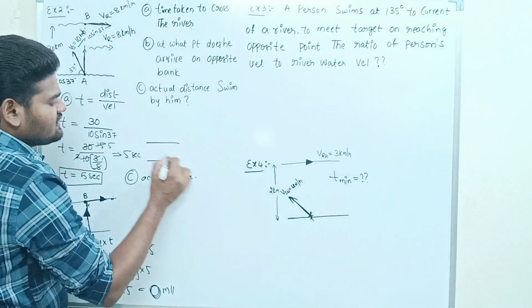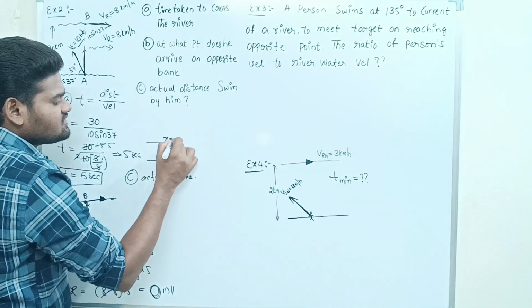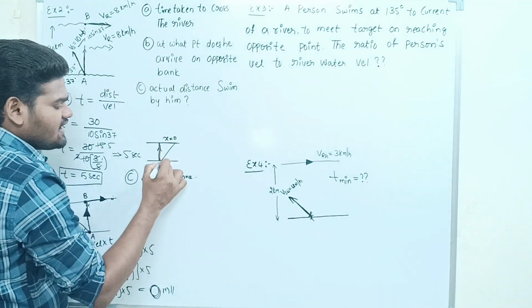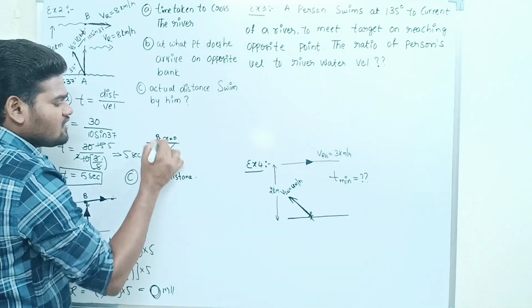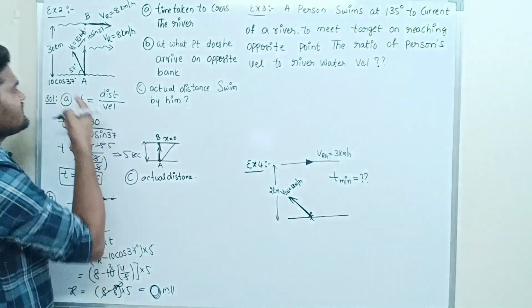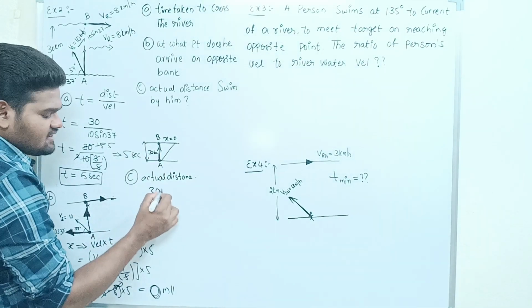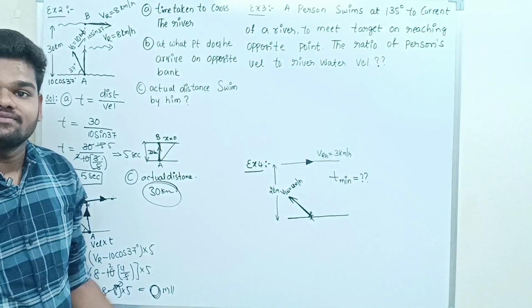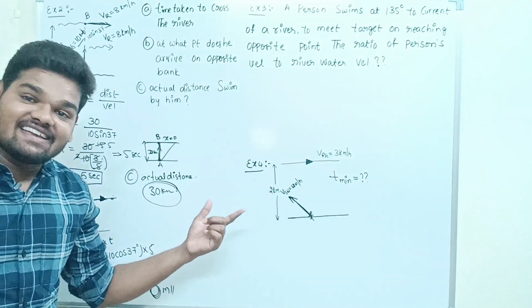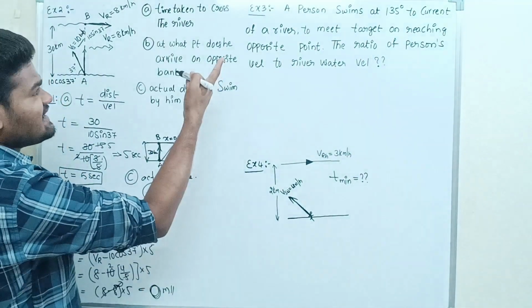So there is no drift. X is equal to 0. He has to reach from one end of the bank to the other end by the shortest distance. That is how much? 30 kilometers. Now what is the actual distance traveled by the swimmer? 30 kilometers. That's it. Any difficulties there? Easy problem now? Okay. Let's solve the next problem.